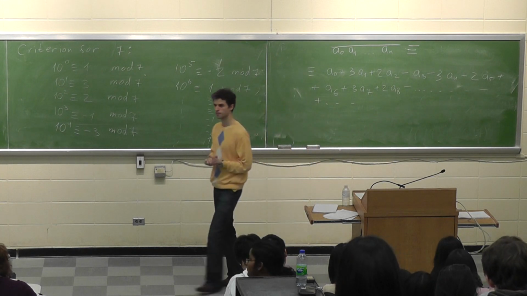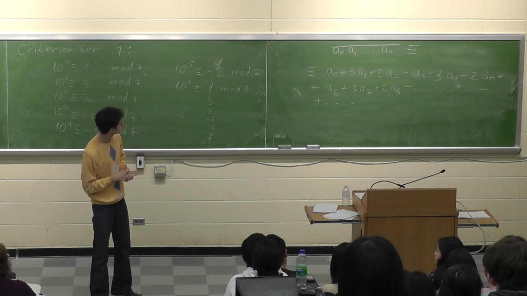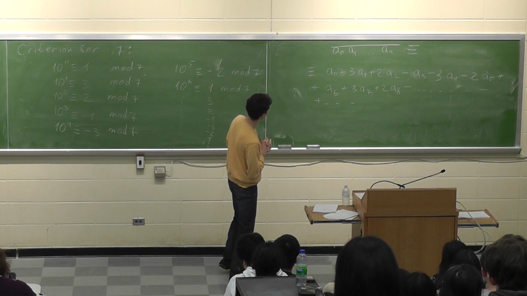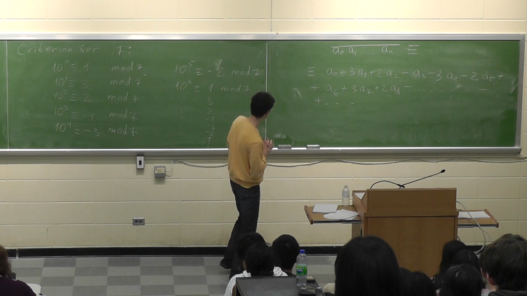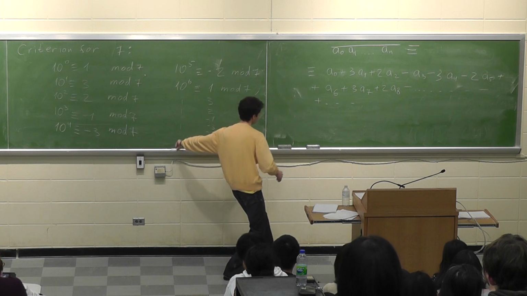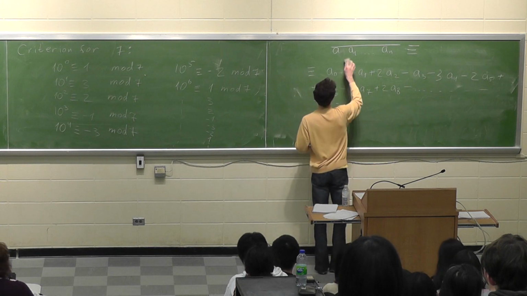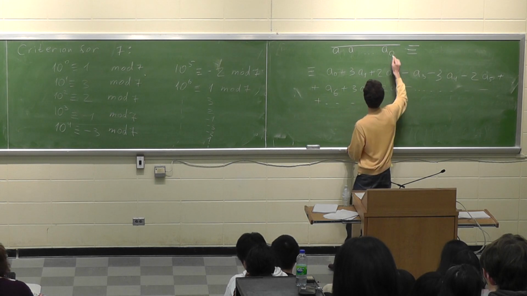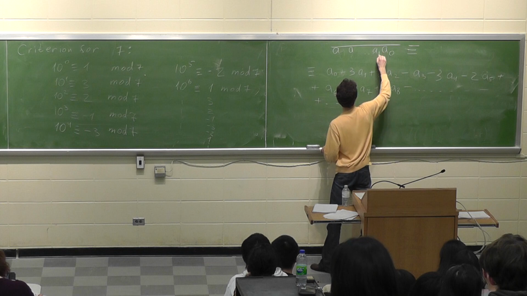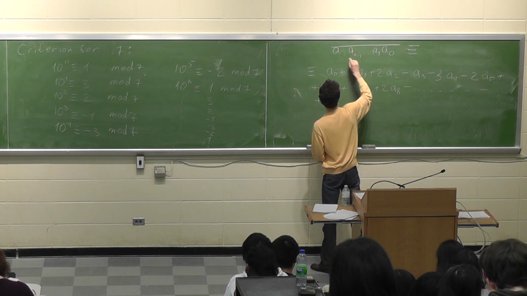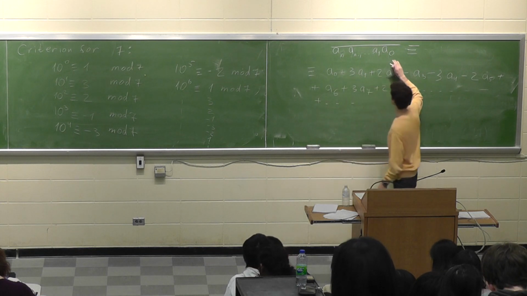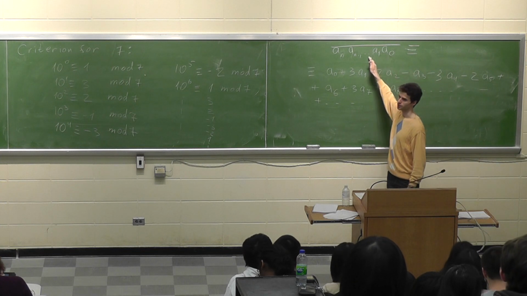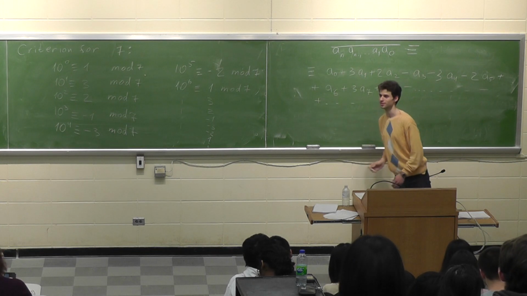Isn't A0 the units digit? Yes, you're right. The zeros, the last digit, you want the last digit, and so next.